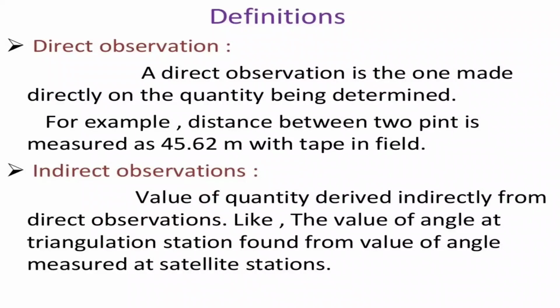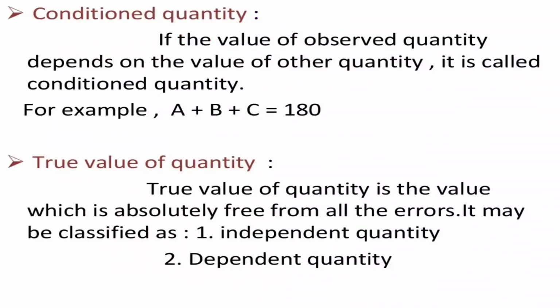Then some definitions are used in this topic. Direct observation is one made directly on the quantity being determined. For example, the distance between two points is measured as 45.62 meters with the tape or chain in the field. Indirect observation is a value of a quantity derived indirectly from direct observations, like the value of an angle at a triangulation station found from the value of the angle measured at satellite stations.